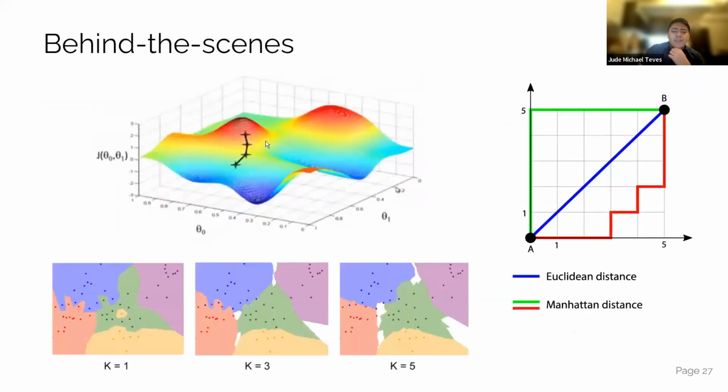So behind the scenes, it's gradient descent, and then you could use the distance metric, you could use Manhattan, or you could just increase the order, so the Minkowski distance essentially.